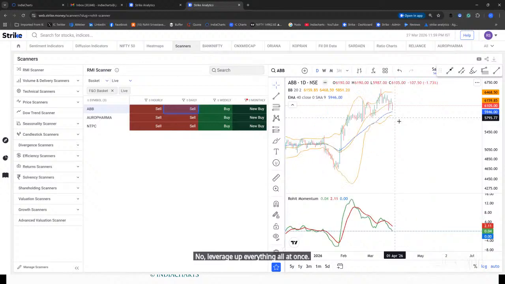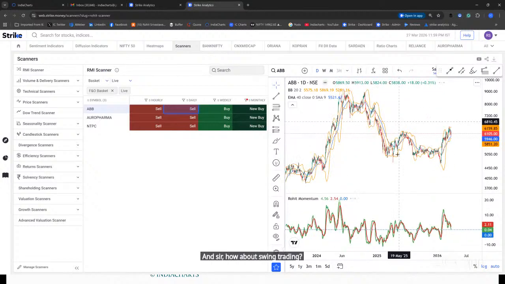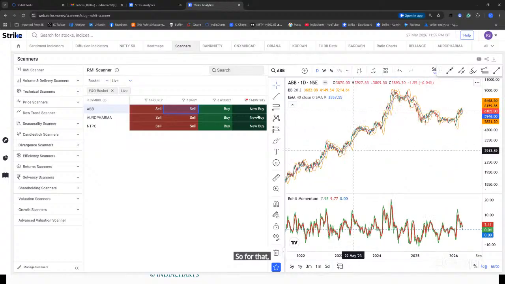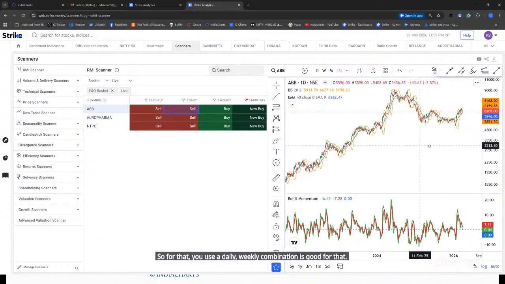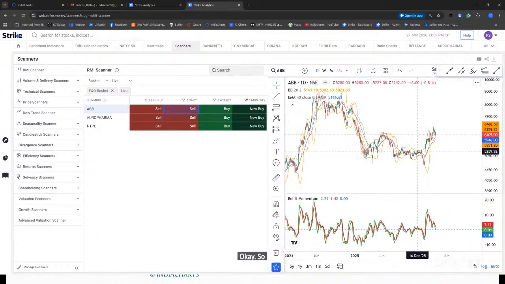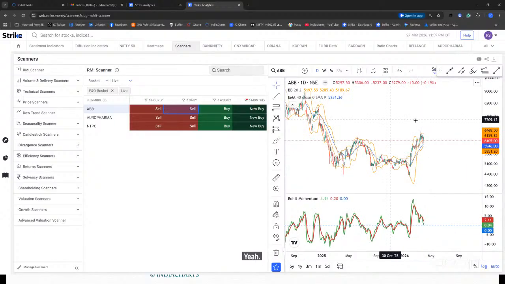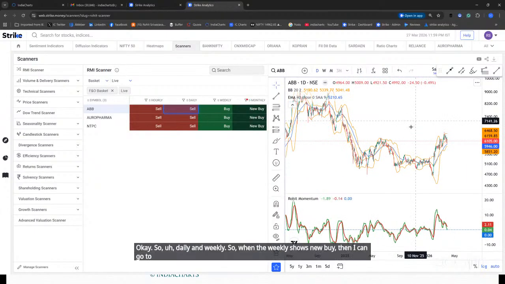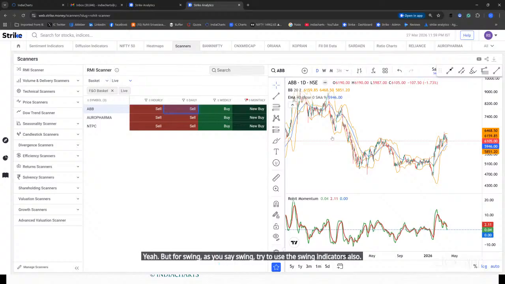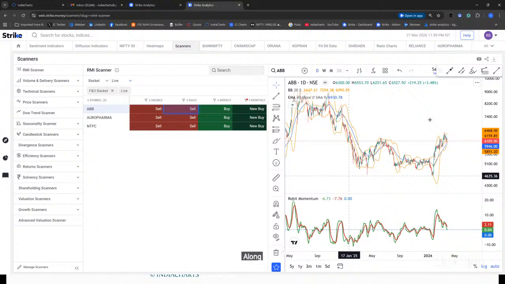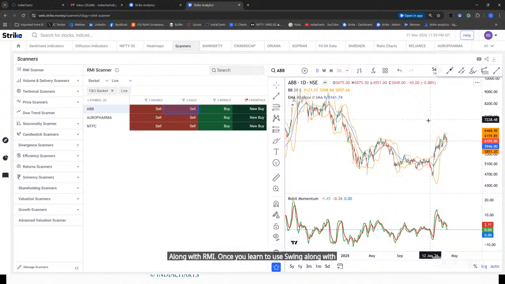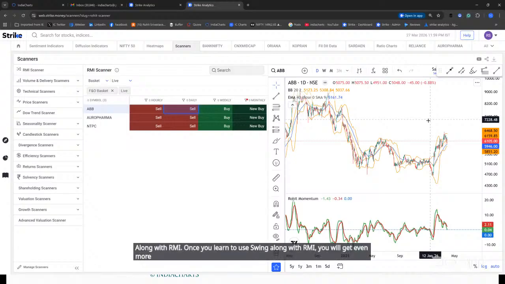And sir, how about swing trading? So for that, you use daily weekly combination is good for that. Okay. So, daily and weekly. Yeah, so when the weekly shows new buy, then I can go to the daily and look for the execution, like as you said. But for swing, yes, now try to use the swing indicators also. They will help you in timing a little more faster along with RMI.